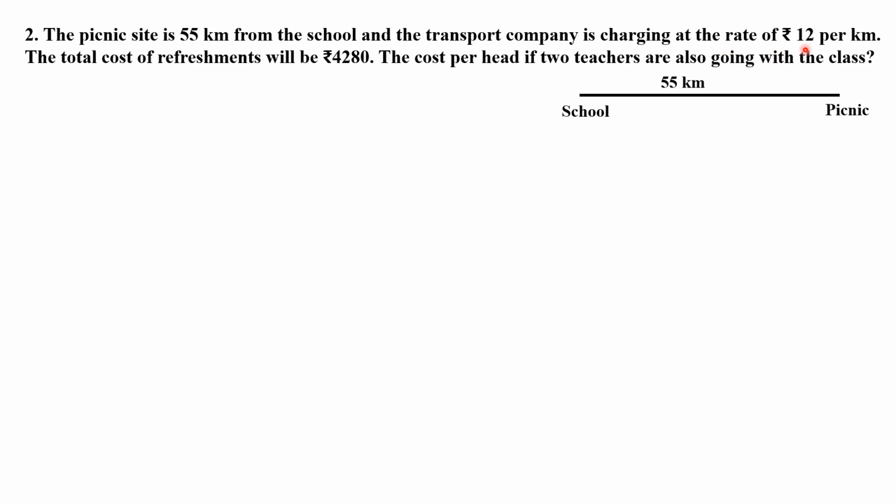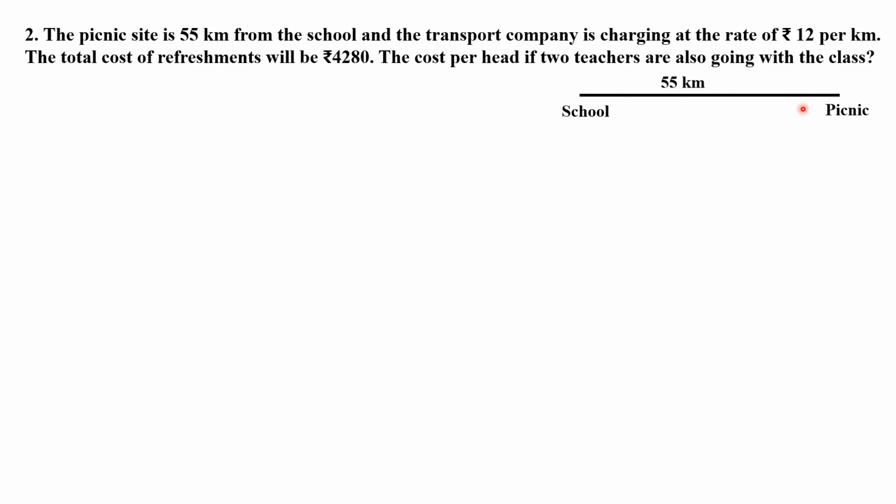Now the second question is, the picnic site is 55 kilometers from the school and the transport company is charging at the rate of 12 rupees per kilometer. The total cost of refreshment will be 4,280 rupees. Find the cost per head if two teachers are also going with the class. If this is the school and this is the picnic, the distance between them is 55 kilometers.